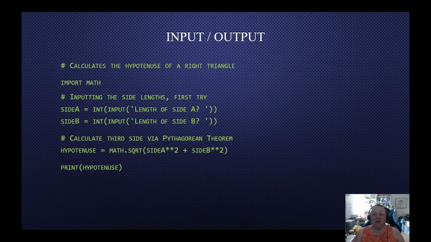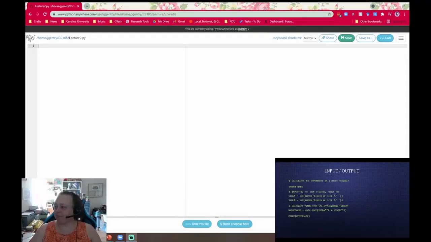Okay, the first thing we're going to do, we are going to type out the code that we were just looking at for the hypotenuse, but we're going to add one more thing into our toolbox. We're going to allow the user to enter in their own information. Okay, so now I've got my screen up and going. I'm using Python Anywhere again, just because it's easy right now. So I opened up a new file and I called it lecture2.py just for your information.